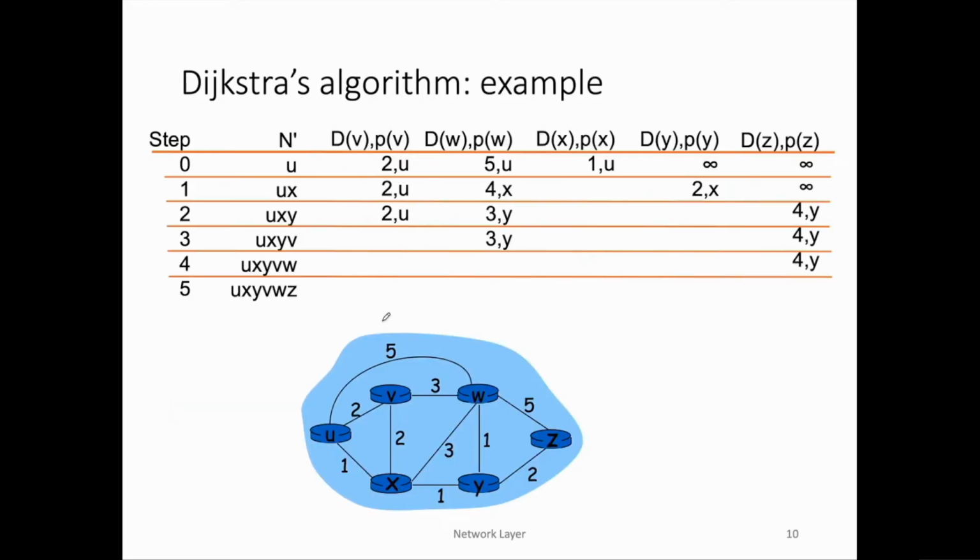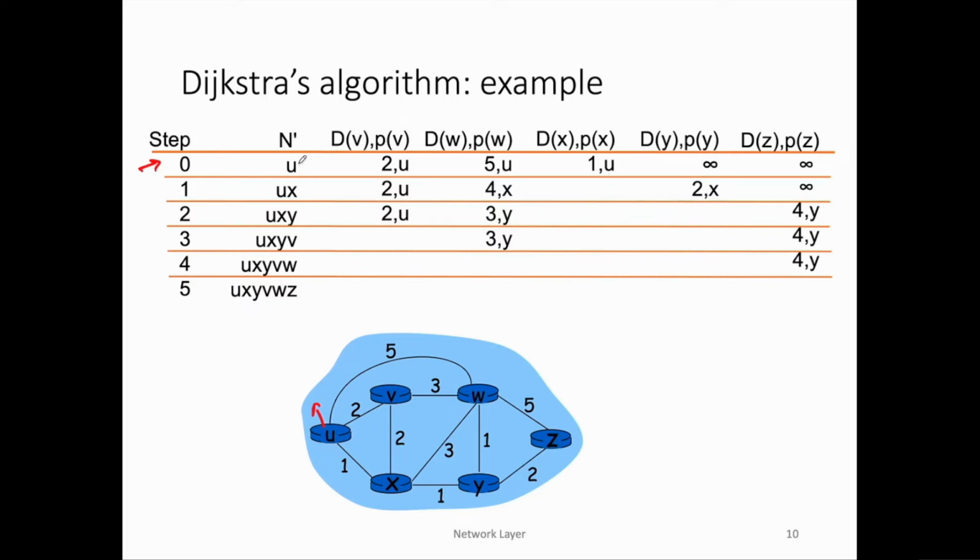So here is the example, right? We have this network topology here, and what we want to do is implement Dijkstra at u. These are the steps that we'll perform here. At step 0, this is the initialization step, by the way. How many nodes are there in N?